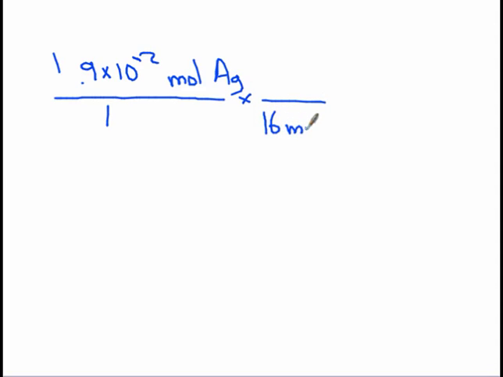All right, so we begin with our 1.9 times 10 to the negative 2 moles of silver. We want to convert that then into the moles of our desired product, which is our Ag2S. So we take our 1.9 times 10 to the negative second moles of silver over 1. We know that for every 16 moles of silver, we get 8 moles of Ag2S.